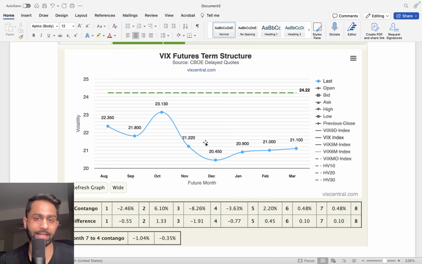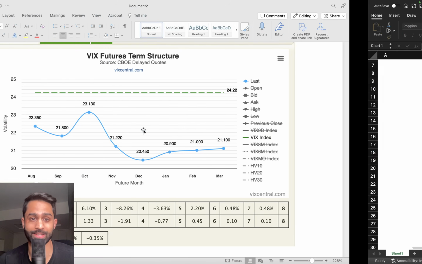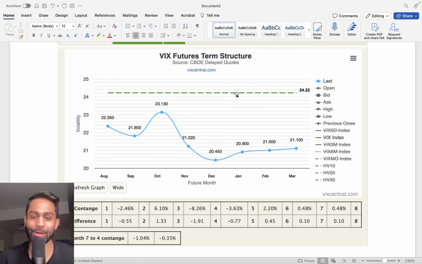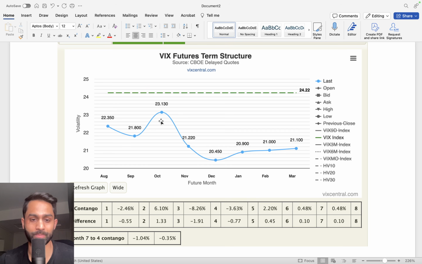And you'll notice that a normal curve should really just look like this. This is the normal market structure. And this is exactly what it did look like back on July 16th. But after the spike that we witnessed on Monday, after the carry trade, the recession fears, and the volatility spiking so much, we are now starting to see this curve become a little more downward sloping, with a few spikes here in October and November. And I'll explain that in just a minute.